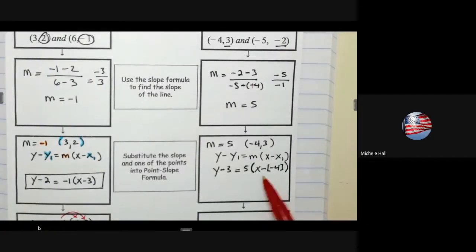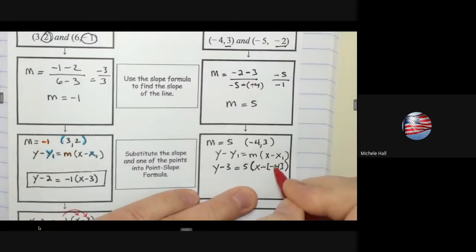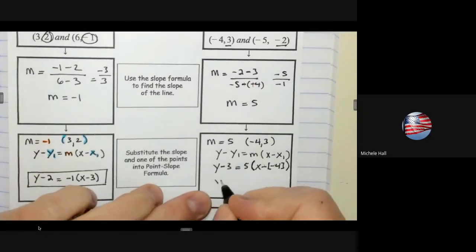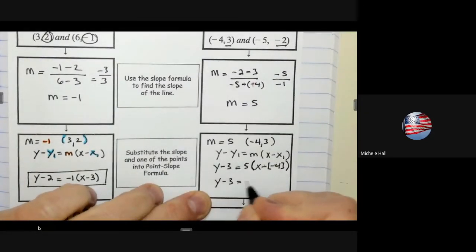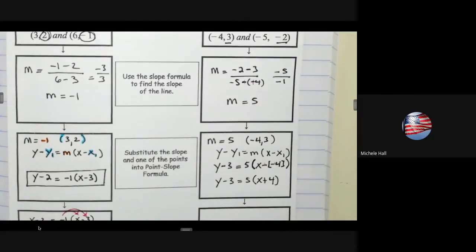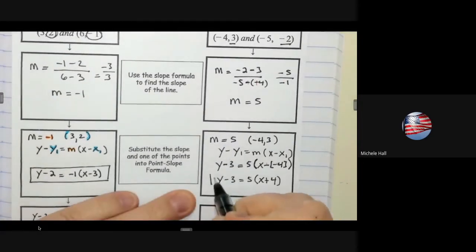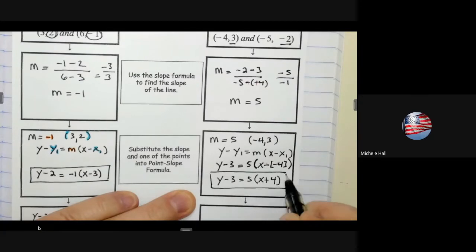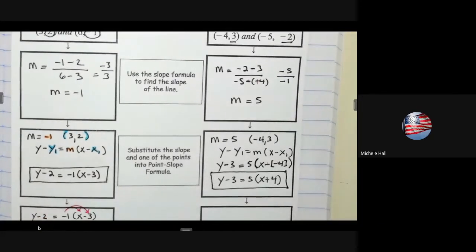We can't leave our answer in point-slope form like this because we do have some simplifying to do. So we need to clean up those double negatives, and that would be y minus 3 equals 5 times x plus 4. If the directions don't say which form to put it in, I can leave it in point-slope form, simplified, with no double negatives. But today we're going to continue to practice.